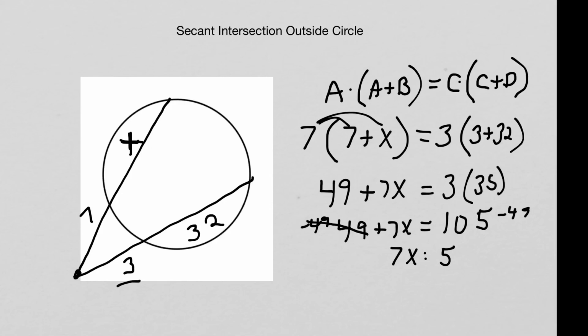Now to get x by itself, I want to divide by 7. Divide by 7. This cancels out. I'm left with x equals 8.